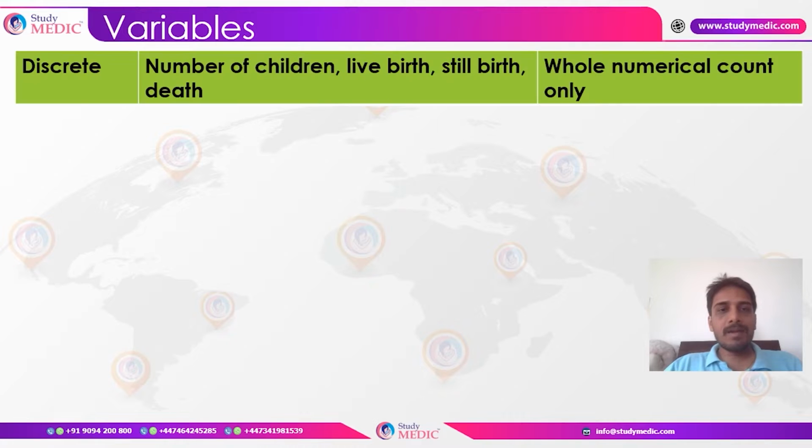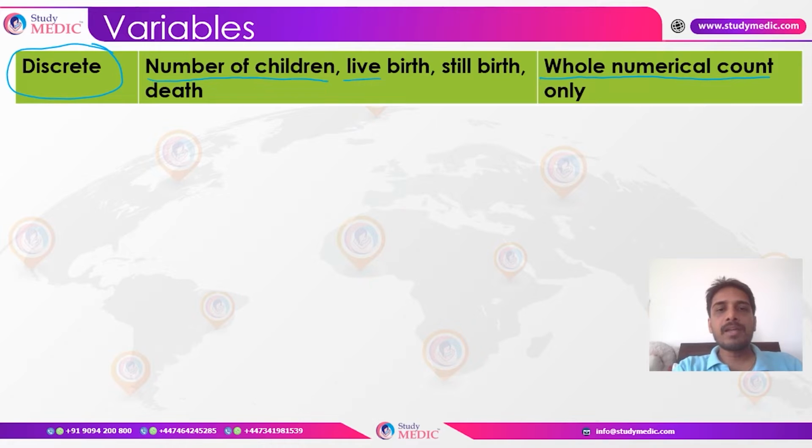Now these numerical variables, based on whether they can assume any values within the spectrum, are divided into discrete or continuous. What are discrete variables? Discrete variables, as the name means, are numerical variables such as number of children. You can see it can assume only whole numerical counts. It cannot assume any values in between these values. So in between two adjacent values, it cannot assume any other value. So it's a whole numerical count, and hence it is a discrete variable.